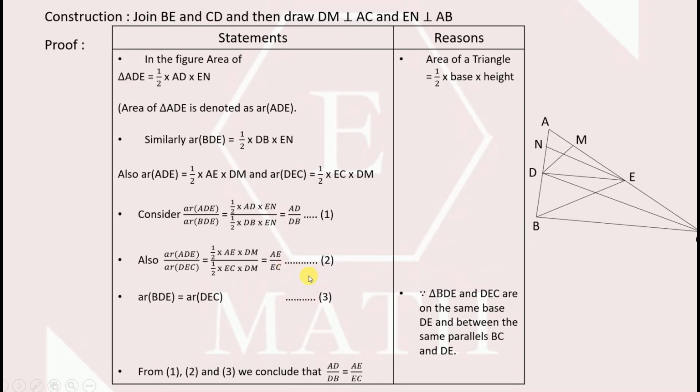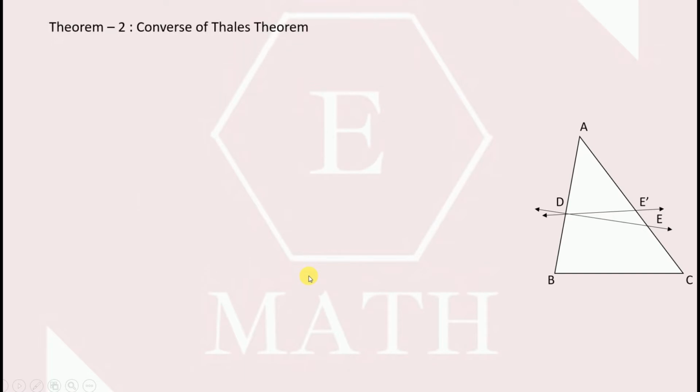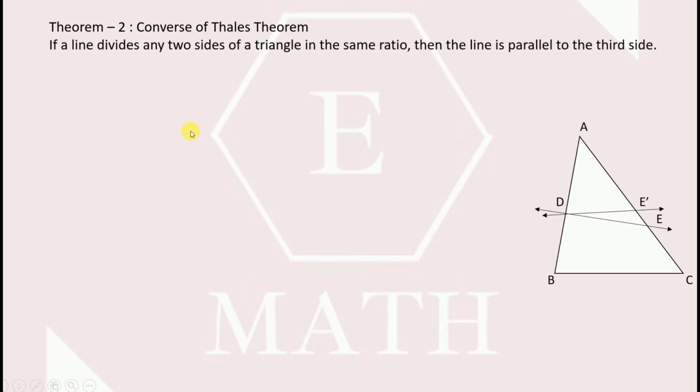And now going to the second theorem in this chapter called converse of Thales theorem or converse of BPT. Okay, so let's see how we prove this. It says that if a line divides any two sides of a triangle in the same ratio, then the line is parallel to the third side.